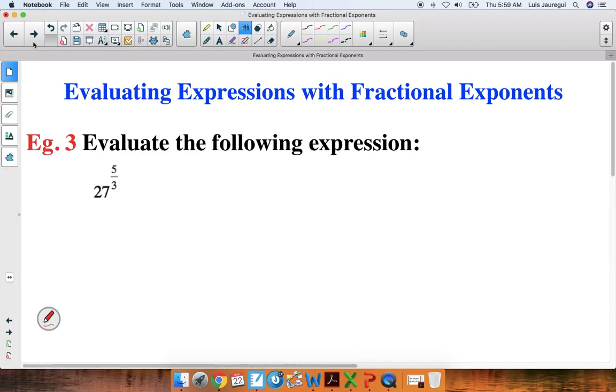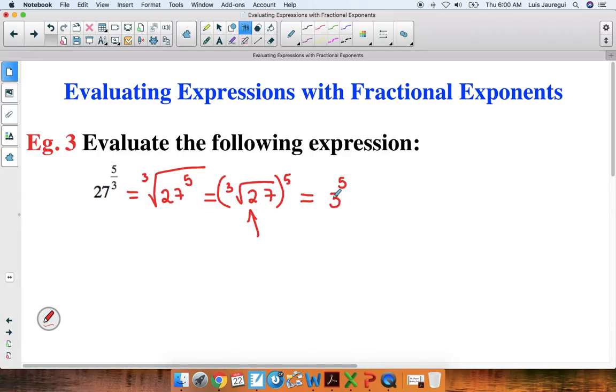So example 3, evaluate the following expression, 27 to the 5/3. Again, we can rewrite this as 27 raised to the 5th power under the cube root, or changing the order around, you can say that this is 27 under the cube root, raised to the 5th power. Now, you can choose one or the other. I'm going to choose this one to evaluate faster. I know that the cube root of 27 is 3. And then I'm going to raise that to the 5th power.